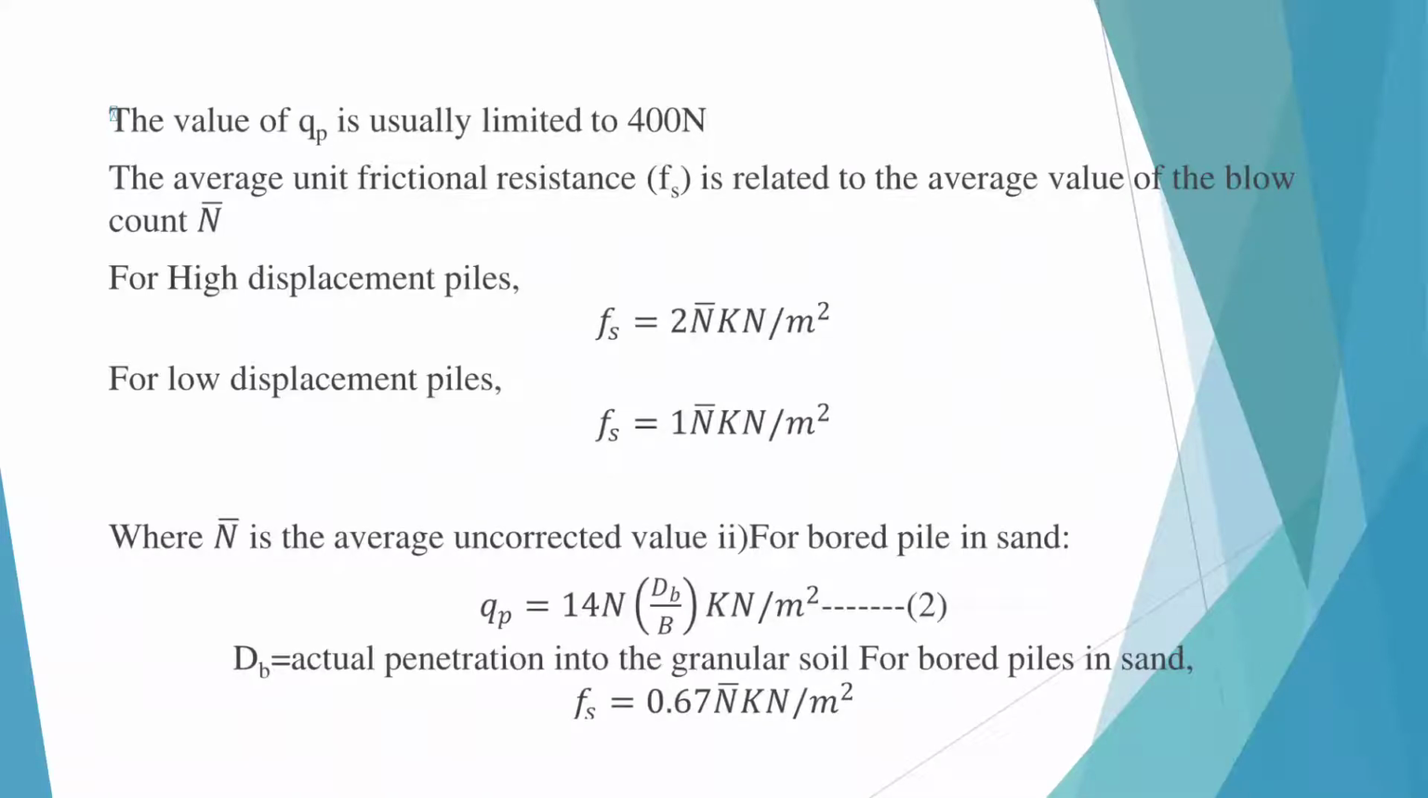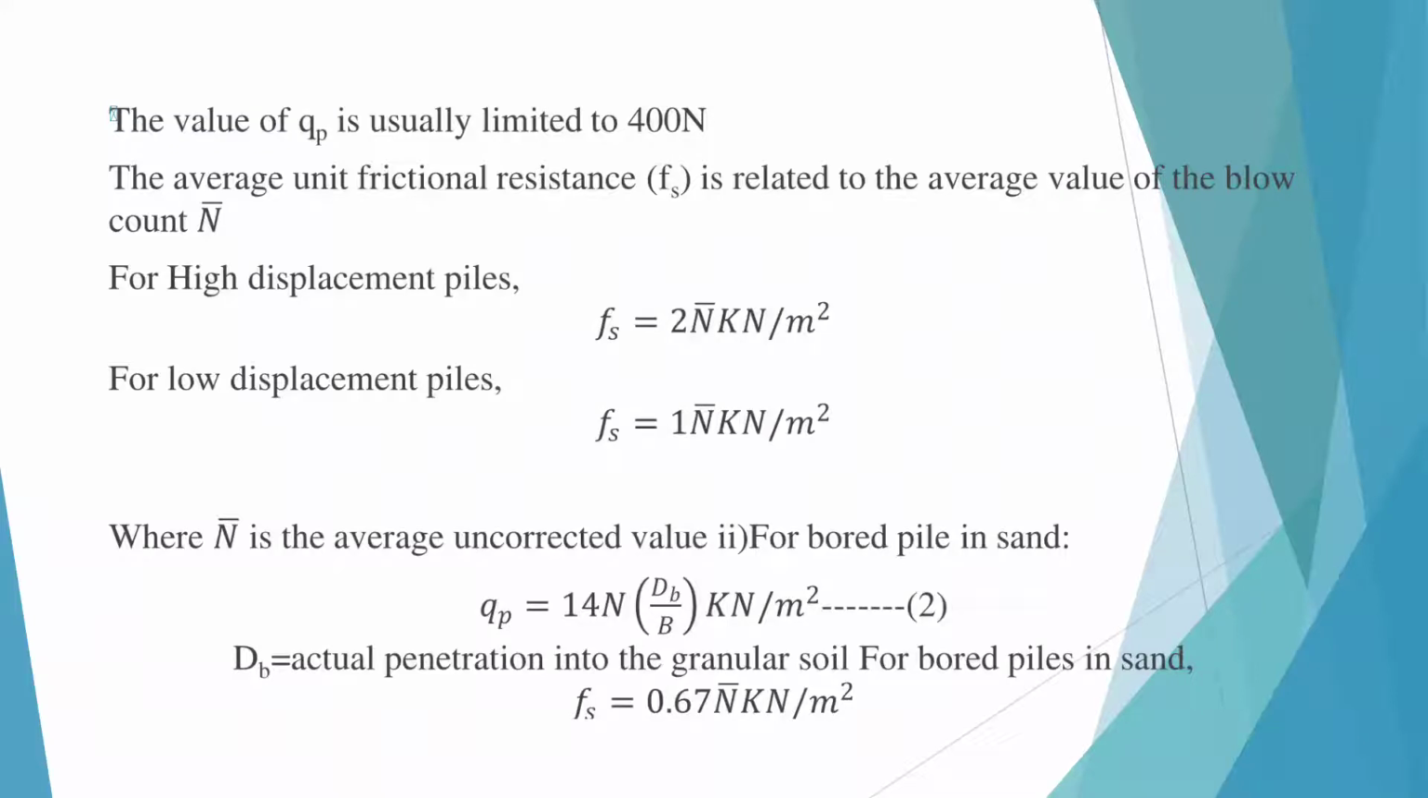For a high displacement pile, Fs value is 2 N bar kilonewton per meter square. For a low displacement pile, Fs value is 1 N bar kilonewton per meter square, where N bar is the average uncorrected value. Next, for bored pile.